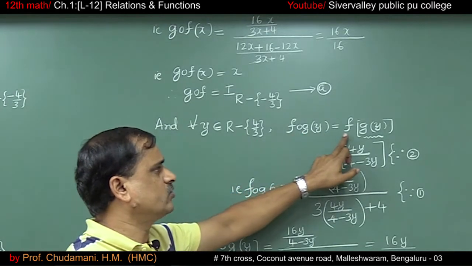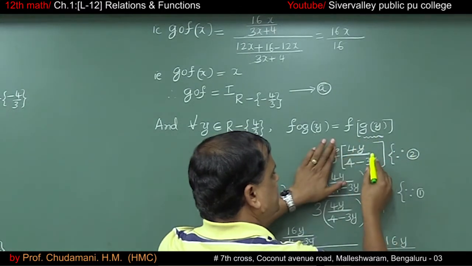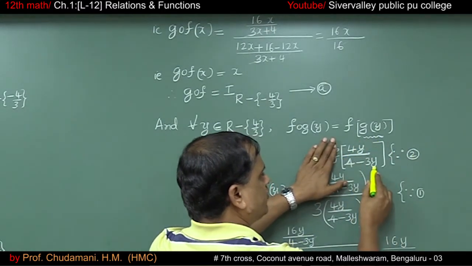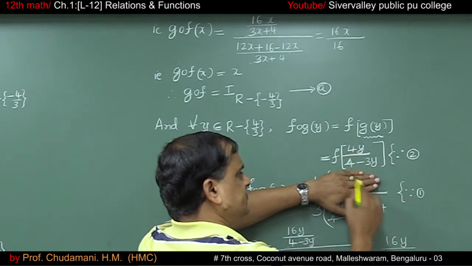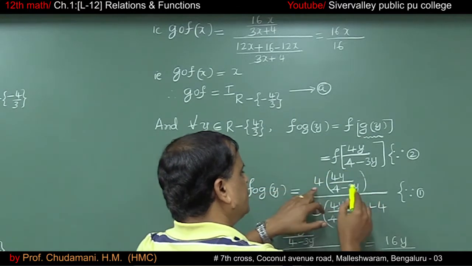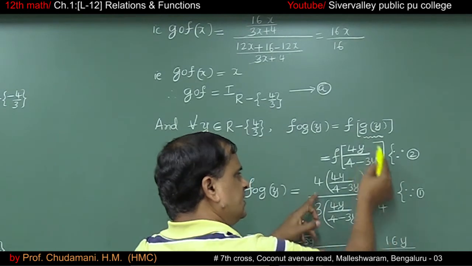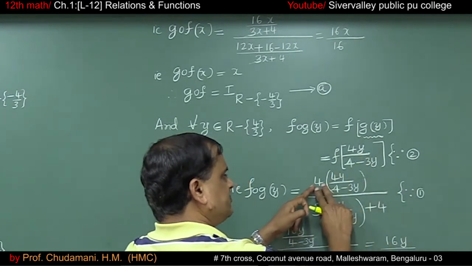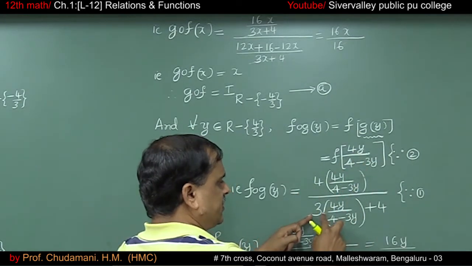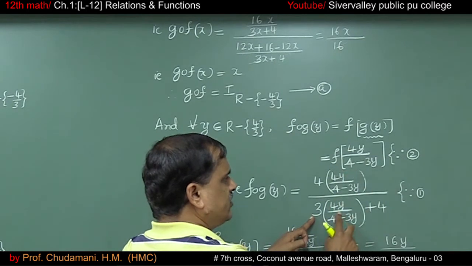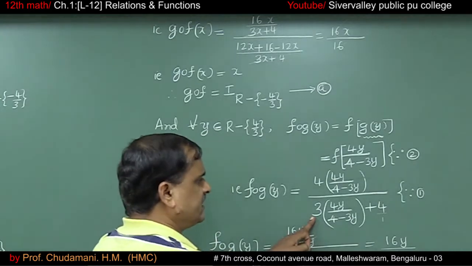fog of y is equal to f of g of y. So from equation 2, g of y is nothing but 4y divided by 4 minus 3y. Now this is of the form f of x. F of x means what? 4x divided by 3x plus 4, right? In place of x, you just replace 4y divided by 4 minus 3y, divided by 3 into 4y divided by 4 minus 3y plus 4. Here we have a fraction within a fraction, take the LCM.